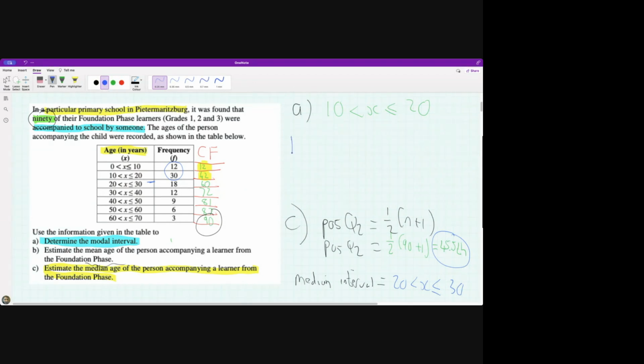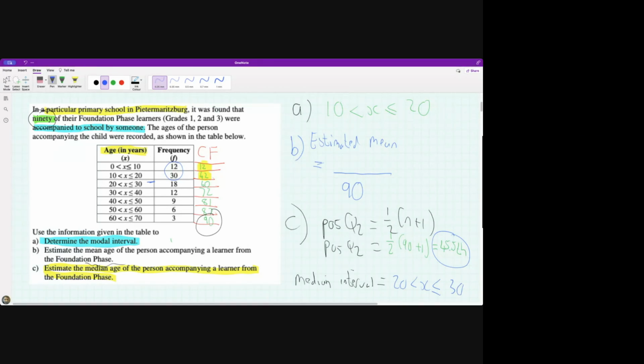Okay, now, last one. We need what's called the estimated mean. Now, you can do this with your calculator, and I've shown you a video that does that, but we are going to do it manually now. For the estimated mean, you are going to divide by the number of items. So the number of items is going to be 90. But what do we do for the actual data items? Since we don't have a list, we know there's 12 people between 0 and 10. But what number do we use to stand for those people? Who can tell me? Maybe you can raise your hand or put it in the chat.